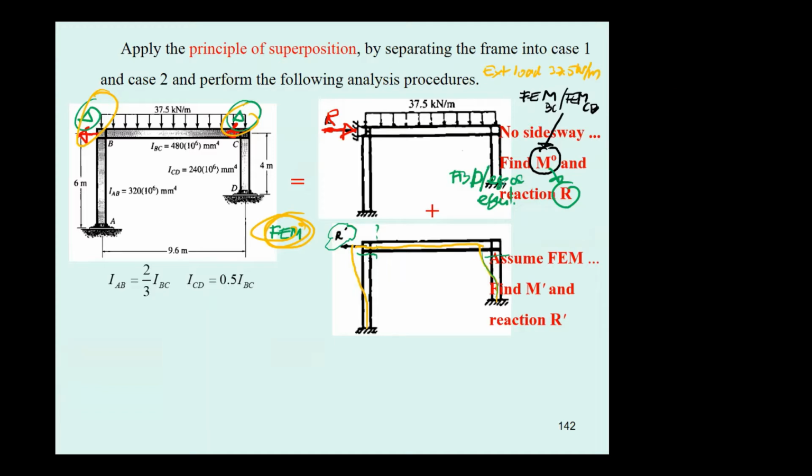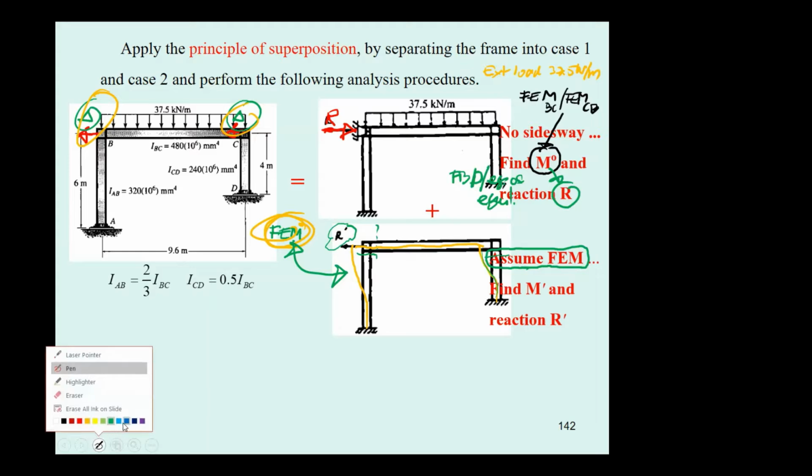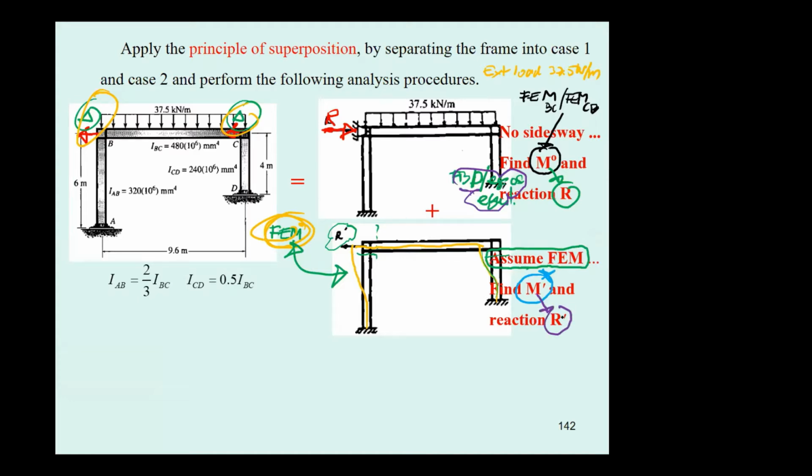You may assume the fixed end moment on one column and determine the fixed end moment on the other column. And then when you finish determining, you're going to do the moment distribution for the second time. The first time is here. This is going to be the second time, to find M prime. And then you use the free body diagram and the equation of equilibrium to determine R prime. This R prime comes from the assumed fixed end moment.